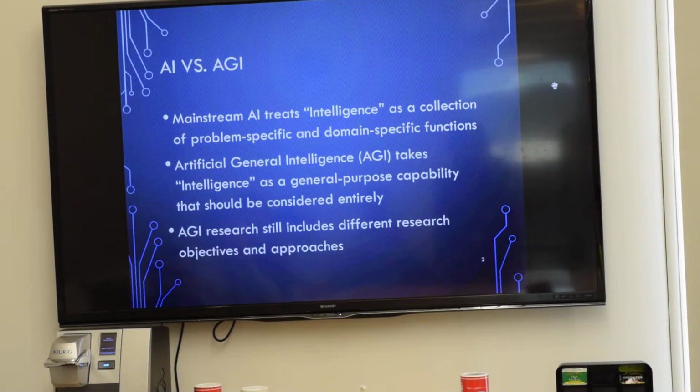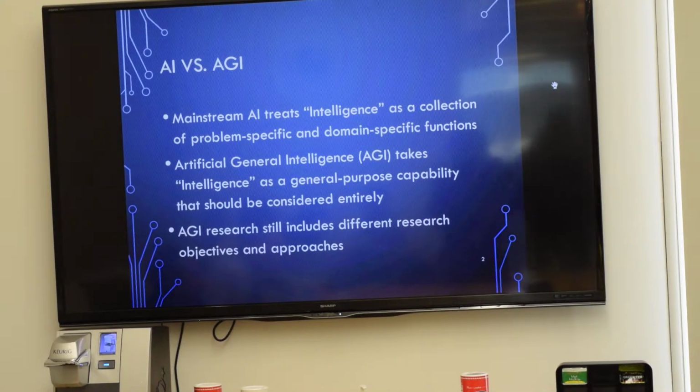First, to clarify, what we consider as AI is very different from the mainstream AI, where the mainstream basically takes intelligence as a collection of problem-specific and domain-specific functions. In recent years, we began to use the phrase AGI, for artificial general intelligence. The basic attitude is to take intelligence as one whole piece, which should be considered entirely.